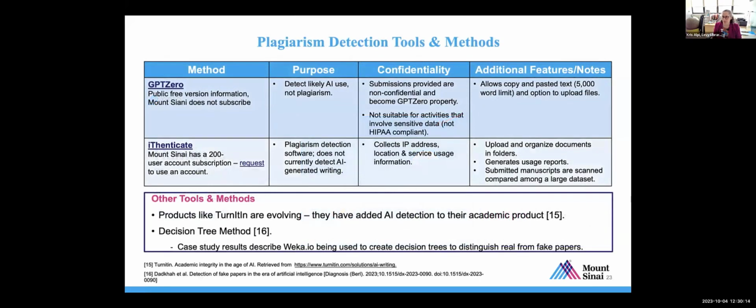We're going to talk about two tools today. GPT-0, where we're talking about the public free version, and Mount Sinai does not subscribe to this tool. And then Authenticate, where we do have a 200 user account subscription, and you can request to use an account. GPT-0 doesn't detect plagiarism well, but it's meant to detect likely AI use. Authenticate is meant to detect plagiarism, and it does not currently deal with AI-generated writing.